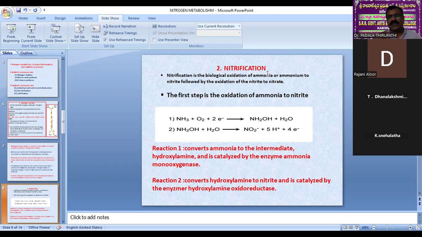The first one is ammonia being converted into the intermediate form, hydroxylamine. In the catalyzing process, the hydroxylamine is converted into nitrite. For this, the hydroxylamine oxidoreductase enzyme is needed.